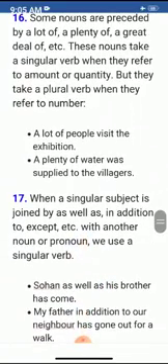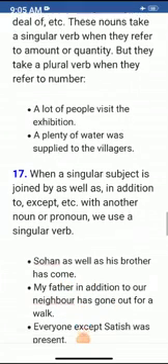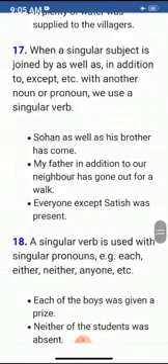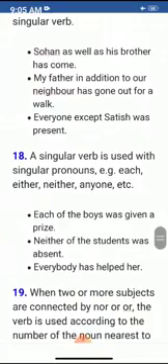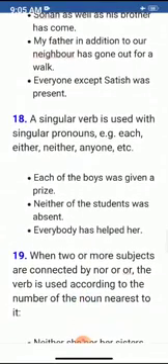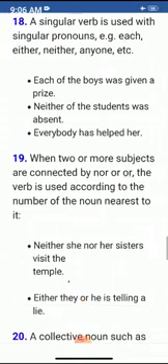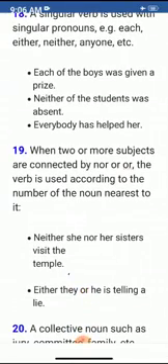When a singular subject is joined by as well as, in addition to, etc. with another noun or pronoun, we use a singular verb. A singular verb is used with singular words, for example each, either, neither, anyone. Each of the boys was. When two or more subjects are connected by nor or or, the verb is used according to the number of the noun nearest to it. Neither she nor her sisters, according to sisters. Either they or he, according to he.